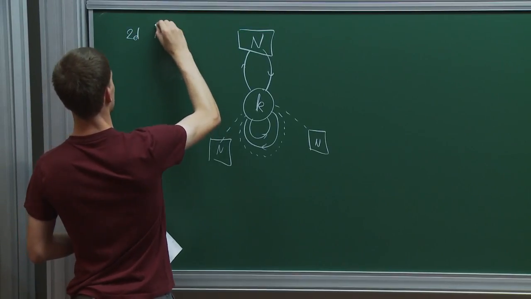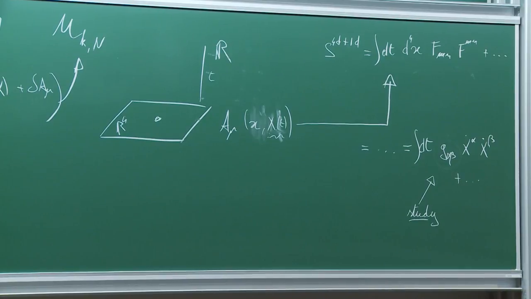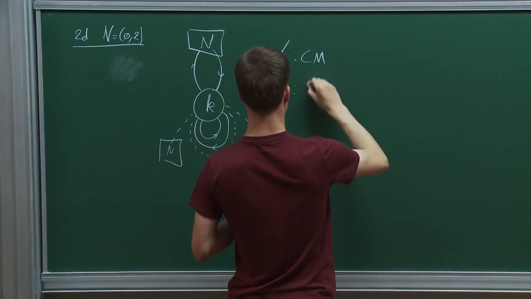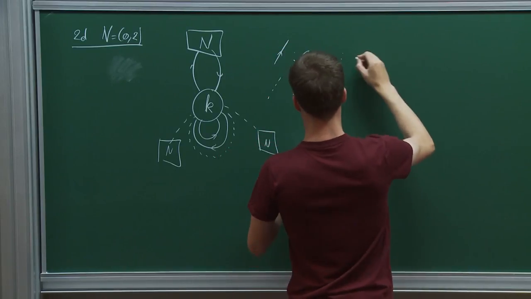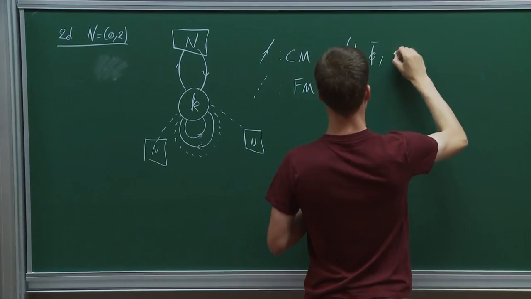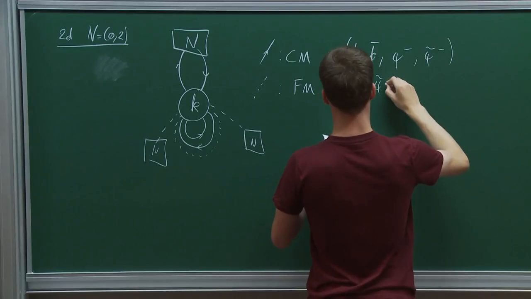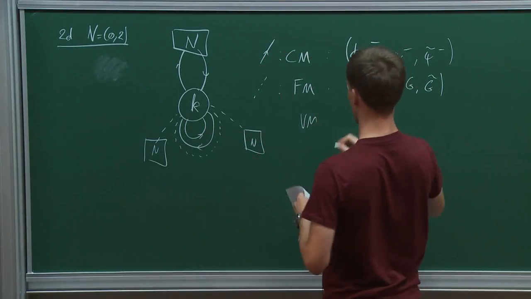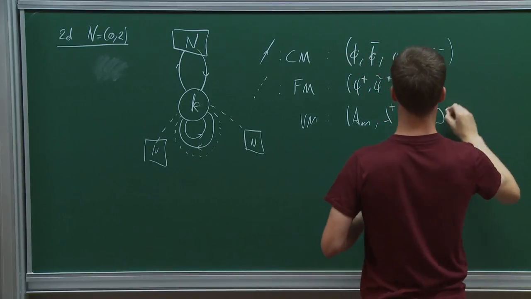I drew it using two-dimensional N equals (0,2) notation, but to get to that picture you should dimensionally reduce by one dimension. In this 2D N equals (0,2) notation, the solid arrows correspond to chiral multiplets, the dashed lines are Fermi multiplets, and of course this corresponds to a vector multiplet. Let me remind you of the field content. In the chiral multiplet, you have a pair of complex scalars and a pair of left-moving fermions. In the Fermi multiplet, you have a pair of right-moving fermions and two auxiliary fields. And finally, the vector multiplet, which sits hidden in here, contains the gauge field and a pair of right-moving fermions together with some auxiliary field.